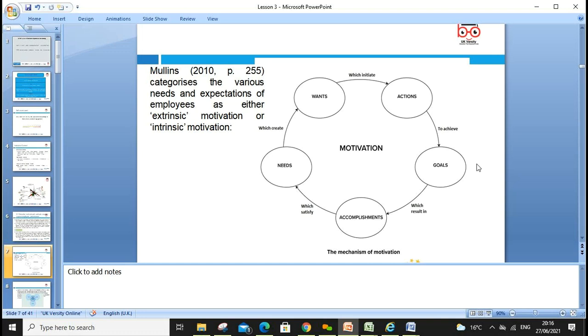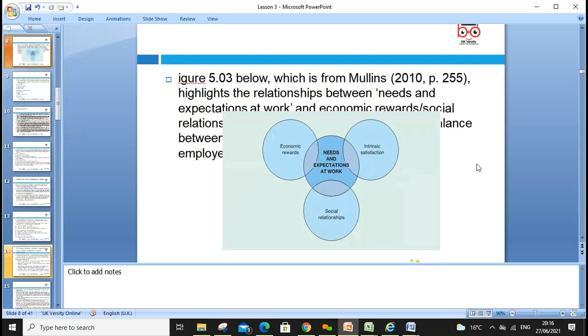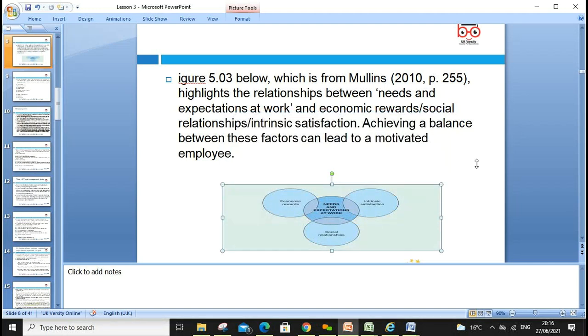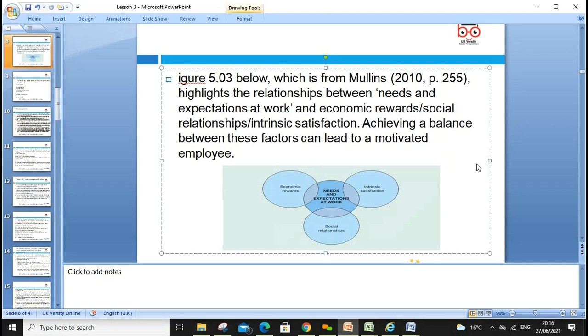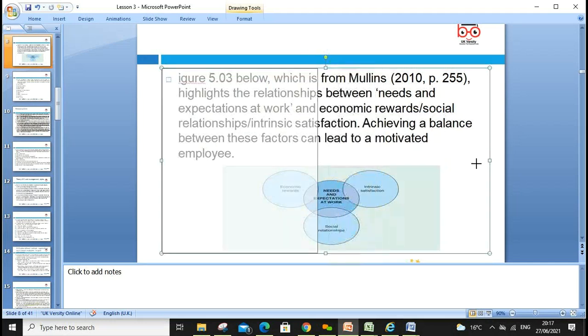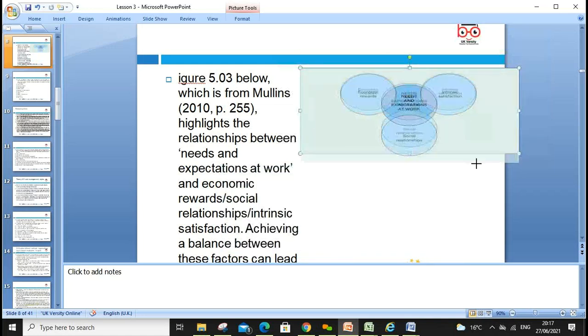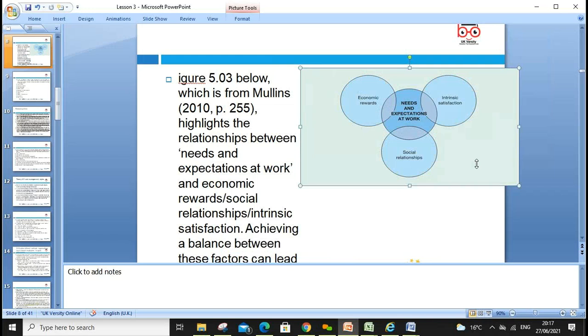Okay, so according to Mullen, the categorization of the various needs and expectations implies either intrinsic motivation or extrinsic motivation. We need to look at their needs, wants, actions, goals, what we gave, accomplishment, which satisfy or not. So that's the mechanism of motivation we need to understand as managers to be successful. Then this is further explained in this diagram.